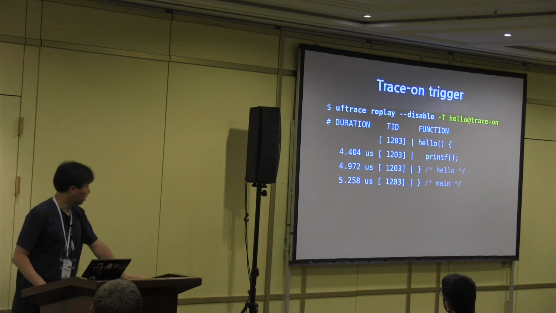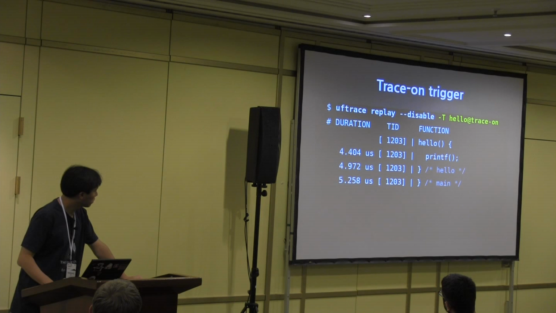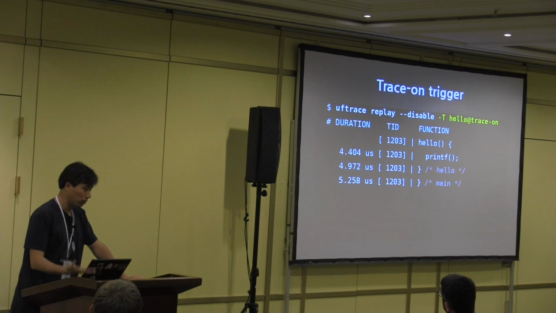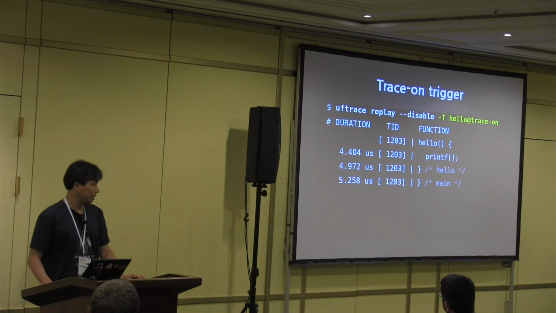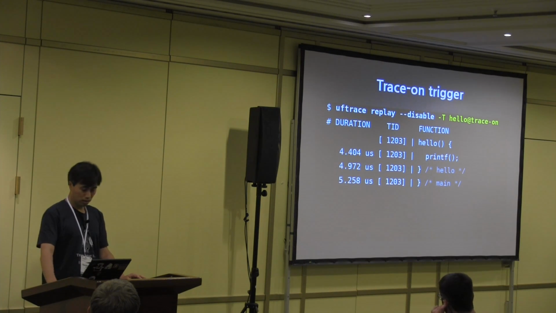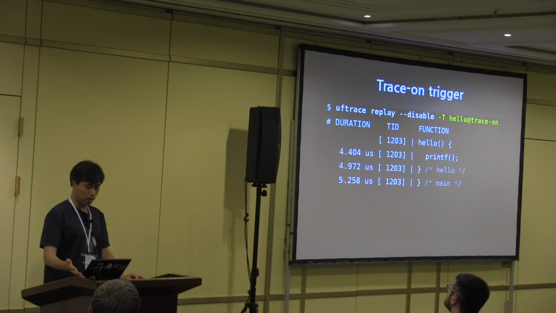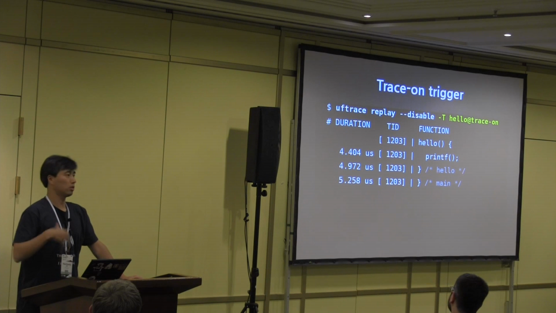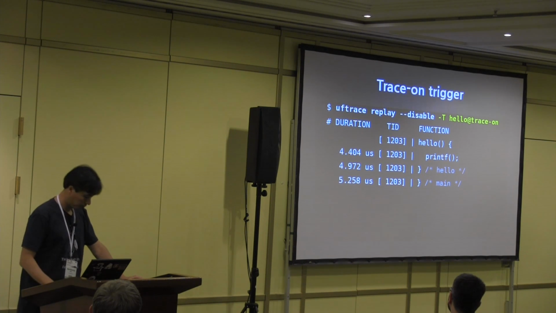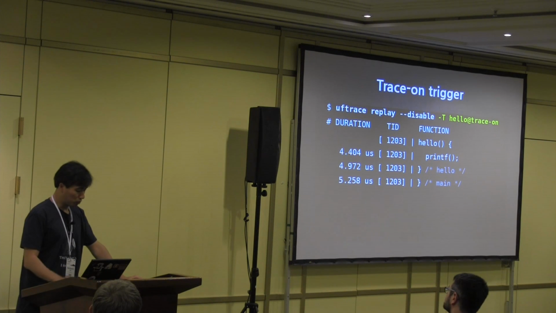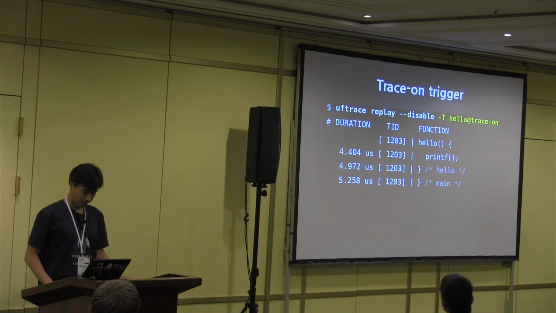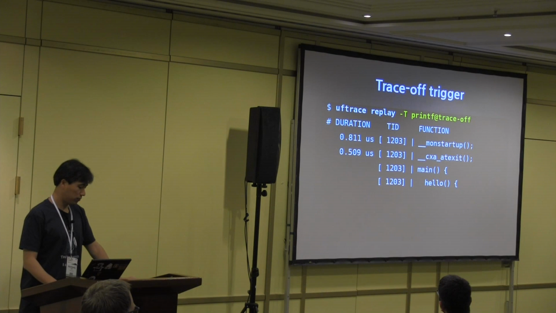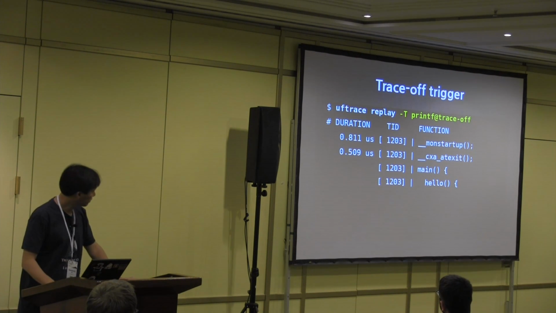And there's a trace on trigger. It will enable the trace when it runs a given function. So as you can see, in this case, uftrace started with the disable option, which disables the trace at first, and then it meets the hello function, turns on the trace. This also can be used at record time and replay time. And trace off trigger is just the opposite.